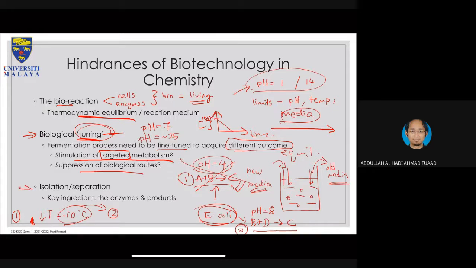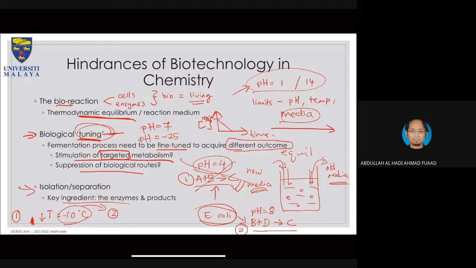Okay, and the third hindrance in the biotechnological field, if you are planning to do chemistry, is the isolation and separation. What it means is that because you are producing a molecule, the molecule can be produced inside of the cell instead of externally. So there are a lot of things that you need to consider, and this can be a hindrance. So there's a lot of optimization that you need to do.